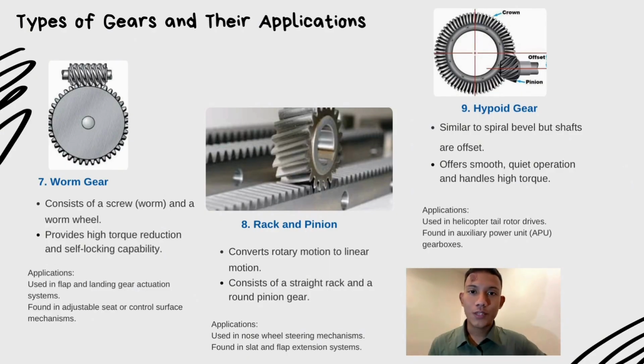And finally, the last one is hypoid gear. Hypoid gears are similar to spiral bevel gears but with the shaft offset instead of intersecting. This offset allows for smoother operation and greater torque handling. So in aircraft, hypoid gears are used in auxiliary power unit gearbox and helicopter tail rotor drive, where quiet operation and high load capacity are necessary.